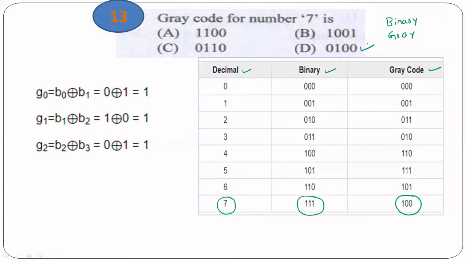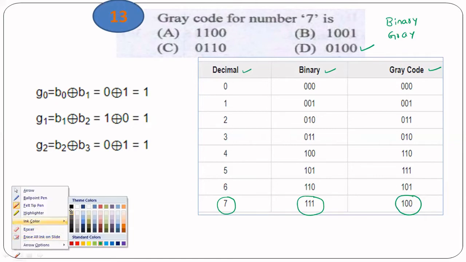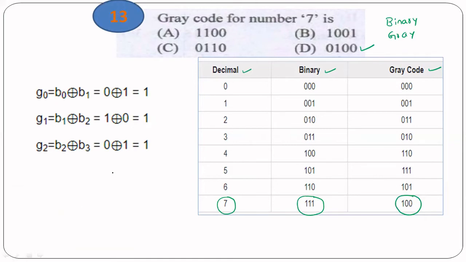But how to obtain this solution? What is the procedure to obtain it? Let us try to understand. We know that 7 is a decimal number and its equivalent binary number is 111.